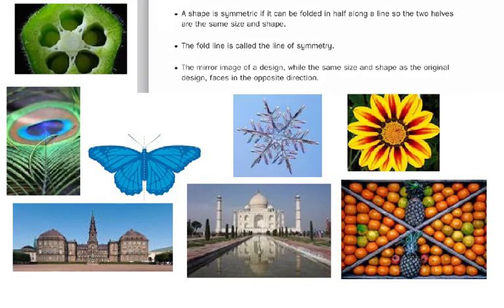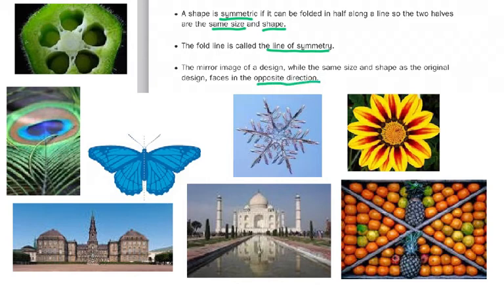All right, we're going to talk about symmetry today. A shape is symmetric if it can be folded in half along a line so the two halves are the same size and shape. The fold line is called the line of symmetry. The mirror image of a design, while the same size and shape as the original design, faces in the opposite direction.